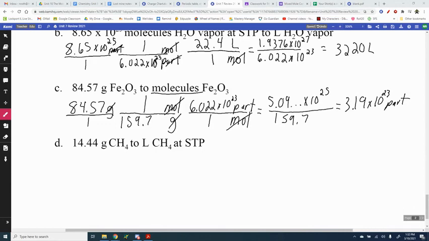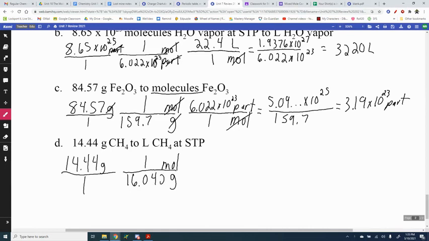Okay, last one. 14.44 grams to liters of CH4, sorry. So we put that over 1. We do our conversion factor. Grams goes on the bottom to cancel out. Moles is our first conversion factor. We put a 1 next to moles. We put our molar mass next to grams, which our molar mass is 16.042. Okay, grams cancels out. We are left with moles. That is not where we want to be, so we need another conversion factor.